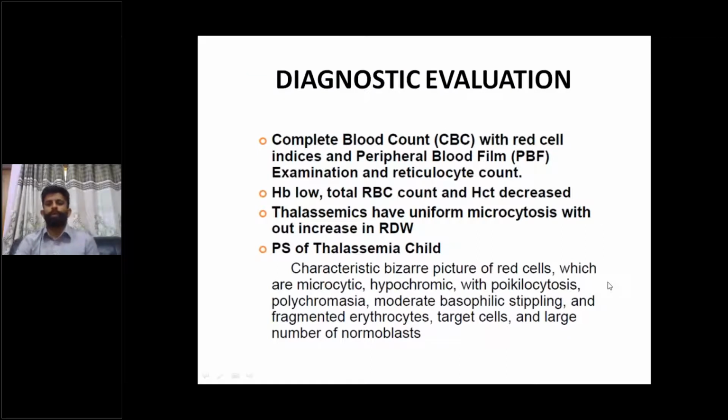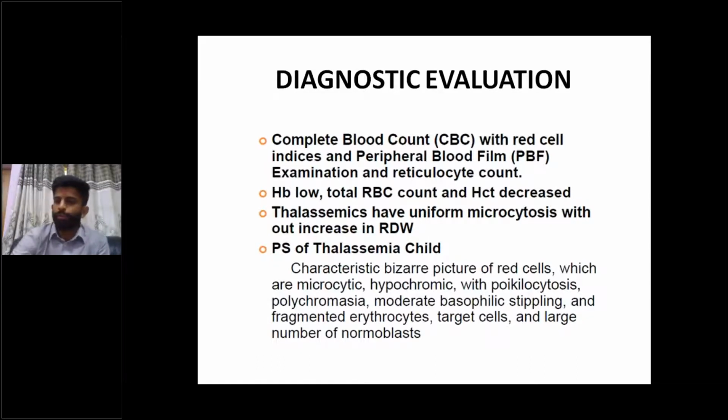So coming to diagnostic evaluation, how do you diagnose and how do you evaluate a case of thalassemia? First, if you suspect thalassemia because of physical features, age and presentation of the patient, you will go for a complete blood count with red cell indices, peripheral blood film examination and reticulocyte count. Now, in the complete blood count, the HB will be low. The total RBC count and hematocrit will be decreased. Thalassemics have uniform microcytosis without increase in red cell distribution width.